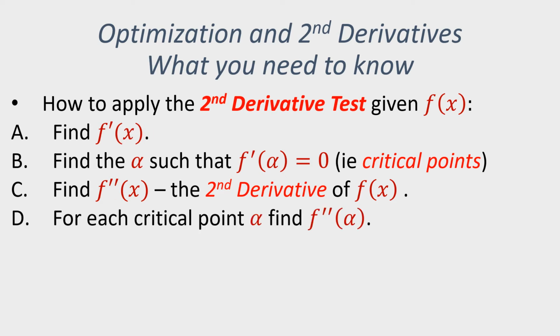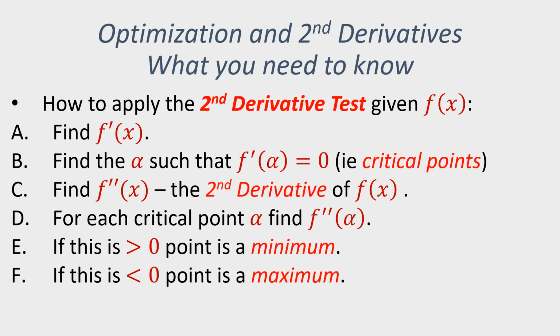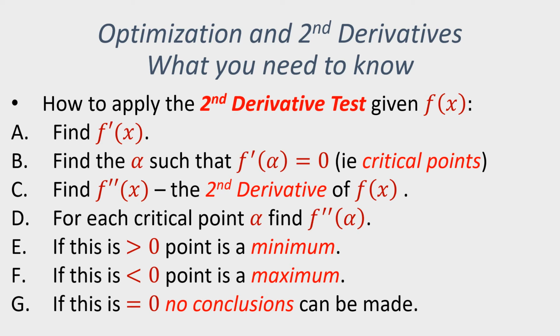And then for each critical point that you've discovered, you find the value of the second derivative at that point. If that value is positive, then the critical point you're dealing with is a minimum. If it's negative, it's a maximum. And if it's 0, well, you can't make any conclusions directly at all.